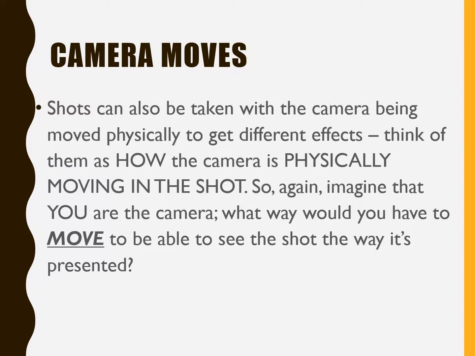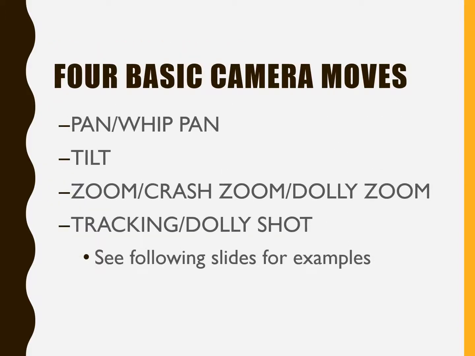So we've got shot sizes, we have angles. Now we want to think about what else the camera can do, which is move, right? Shots can also be taken with the camera being moved physically to get different effects. Think of how the camera is physically moving in the shot. So we thought about how it's tilted. Now think about how the camera is moving, physically moving, if it's moving at all, right? So again, imagine you are the camera. What way would you have to move to be able to get this shot the way it's being presented? There are 4 basic ones we're going to talk about.